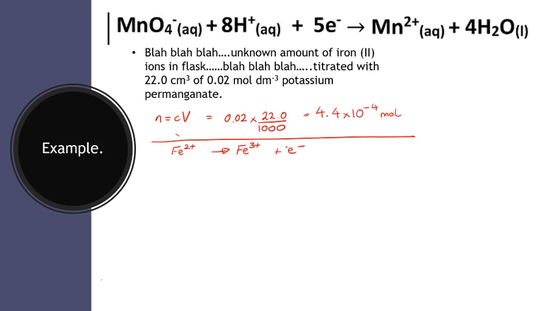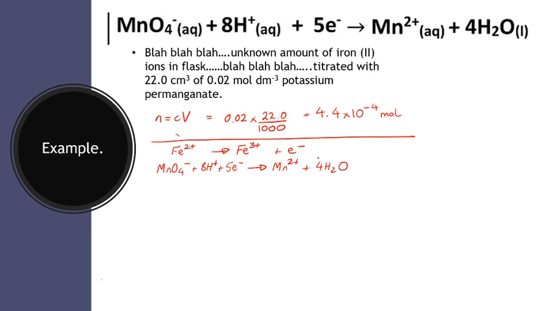Now I'm not writing in the states, but it's important in exams, certainly for redox, that you do put the state symbols in. I want to focus on the maths today. The other half equation is we've got our permanganate, and that's reacting with 8 protons and 5 electrons to give me manganese 2 ions and some water.